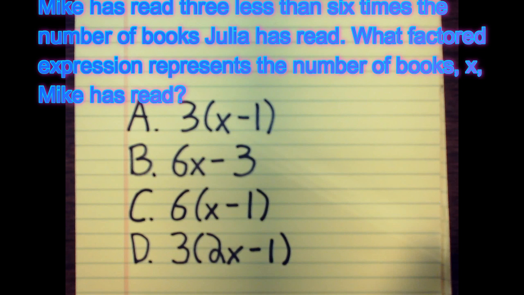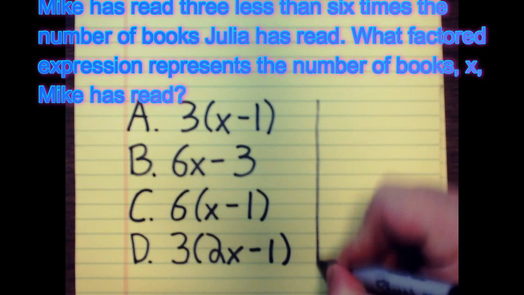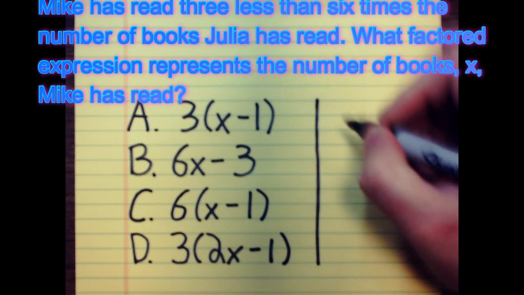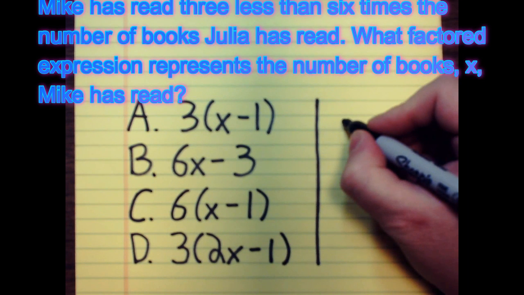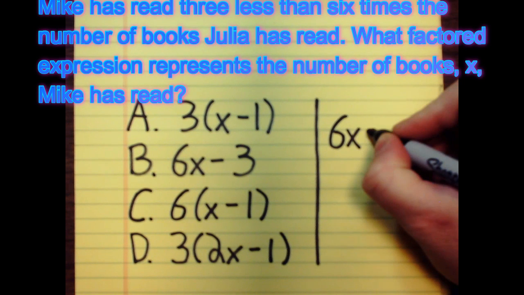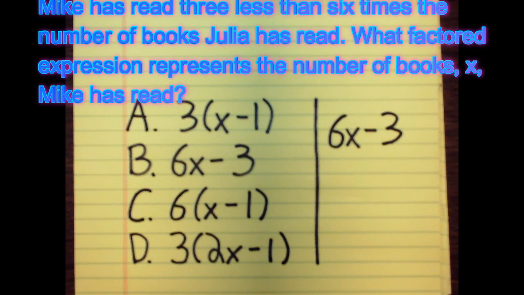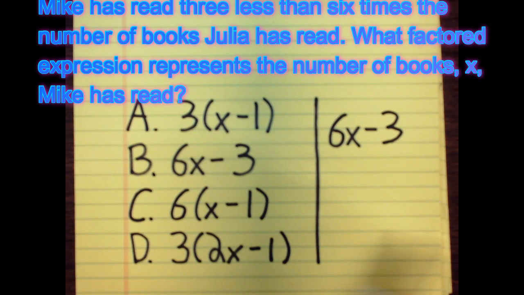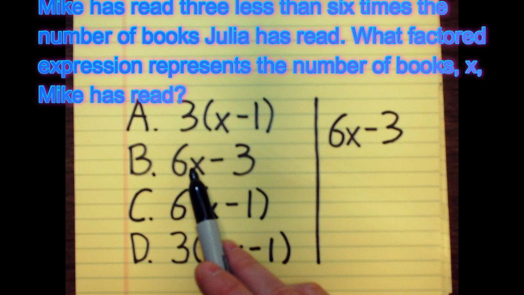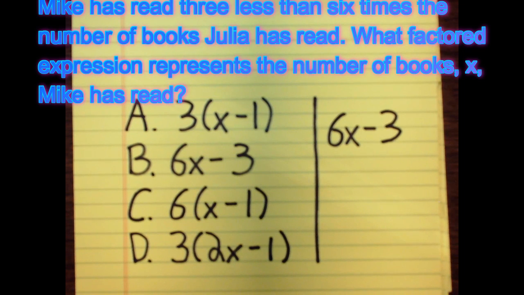So we can start by writing our initial equation or expression, and that would be 6 times the amount of books and 3 less than that. So at first glance we would look at B and say, oh well, B looks like this, so it's got to be B. But the question says factored expression.